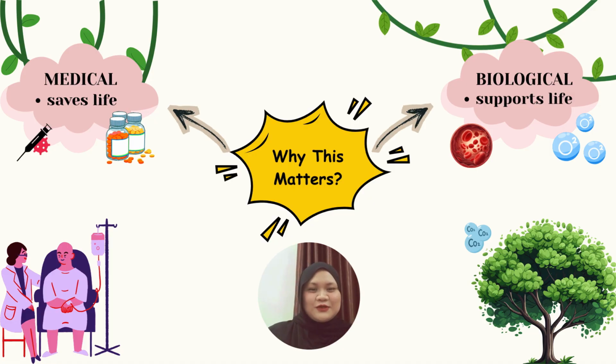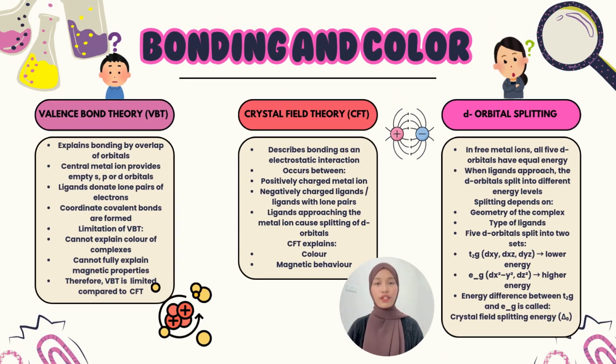This example shows that coordination chemistry is not only theoretical but also crucial in our everyday life. Okay, for this part, I will be explaining the relationship between bonding and color in coordination compounds. To understand this, we will look at three main concepts, which are valence bond theory, crystal field theory, and d orbital splitting. First, let's start with valence bond theory, or VBT.